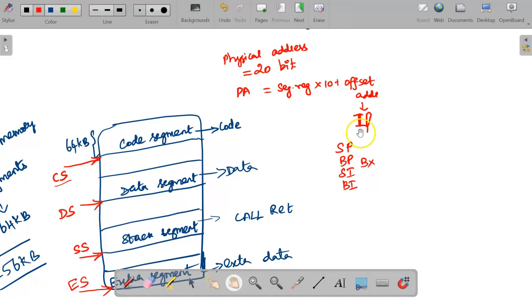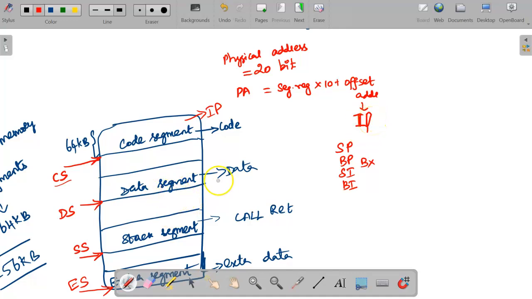So this instruction pointer is the offset address for the code segment. That is, it will point out the offset address of the next instruction to be executed. So it is always related to the code segment. Whenever we say the segment register is the CS register, I can say that for the code segment, the offset address is always IP. So whenever I am using CS here, definitely the offset address will be the IP register.